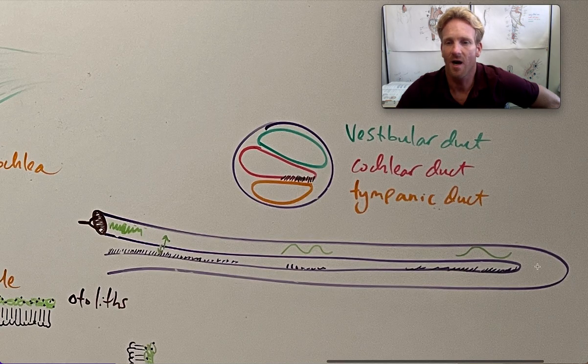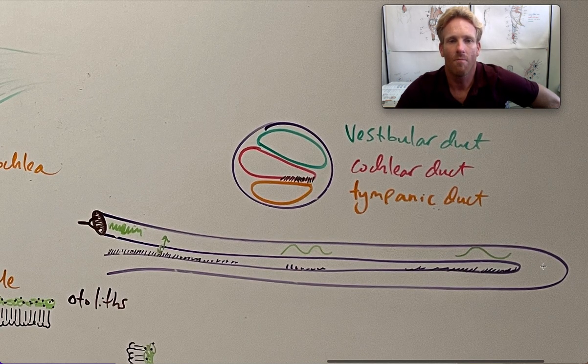So this is like the cochlea being unraveled. Also, if you were to cut the cochlea in half and look inside, you'd notice that there are three little chambers in the cochlea. The chamber on the top is called the vestibular duct, the chamber in the middle is called the cochlear duct, and the chamber on the bottom is the tympanic duct.